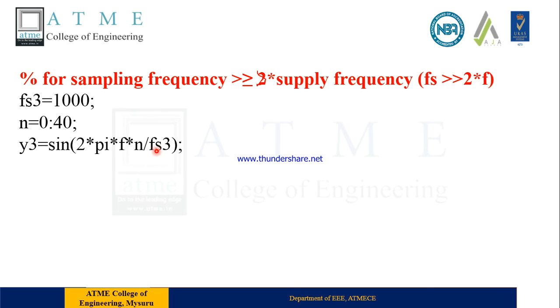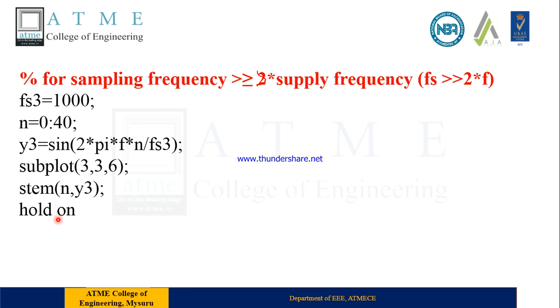Now n is 40 divided by fs, that is 40 divided by 1000. So we will be getting the time sampling period. Now I'll plot this using these three commands. 3, 3, 6 represents third column, third row and sixth image.